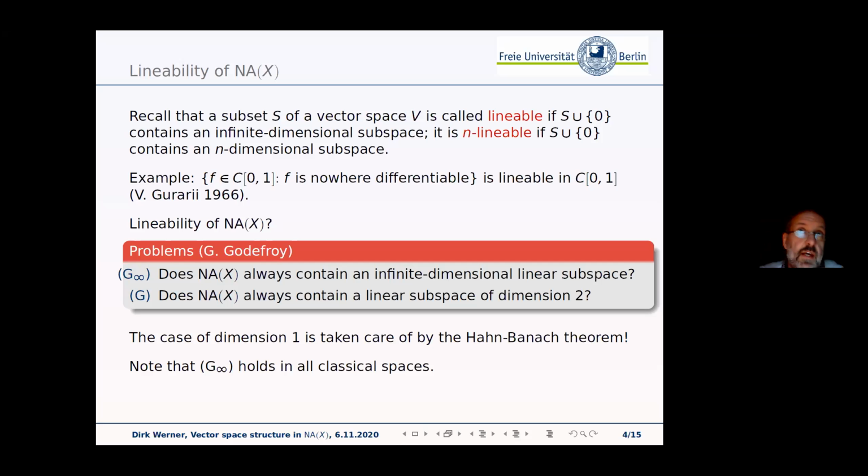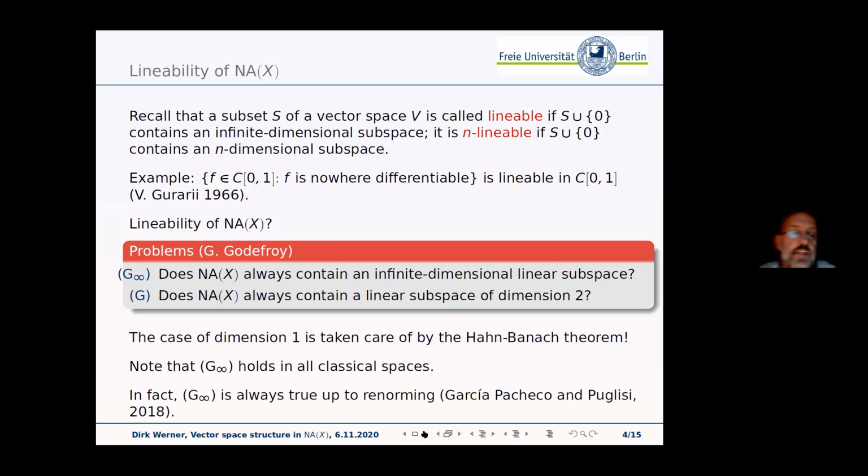So the previous slide gave you examples where G infinity holds, and depending on what you call a classical space, you can say that in all classical spaces this is true. More recently it was proved that it's always true up to renorming. So one can renorm every space in such a way that there's a linear subspace of norm-attaining functionals with respect to the new norm.